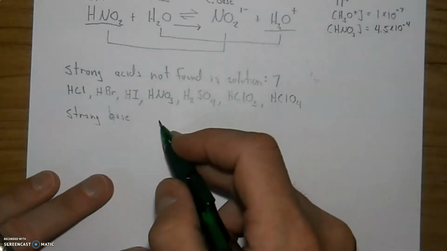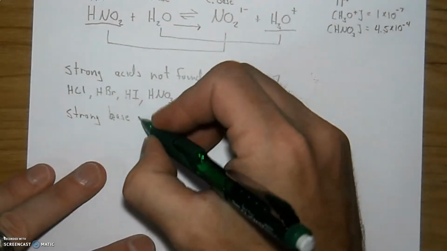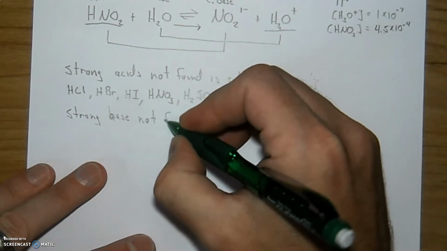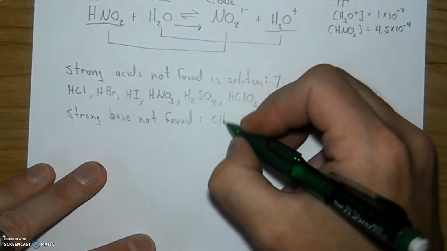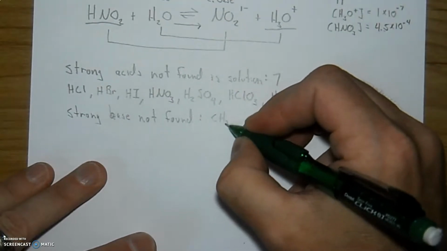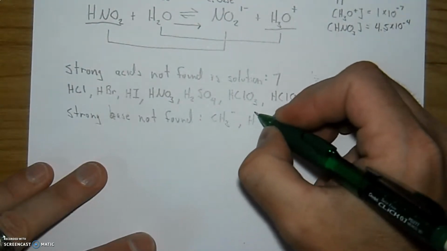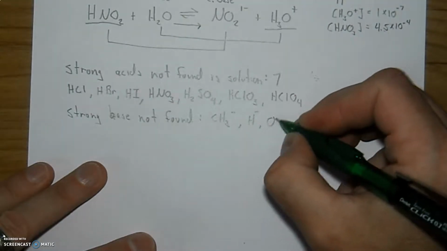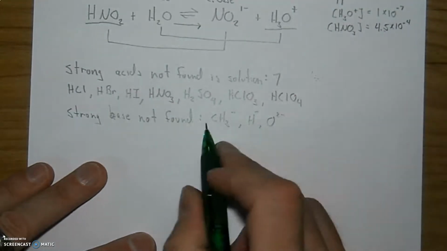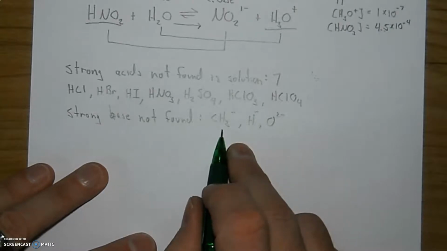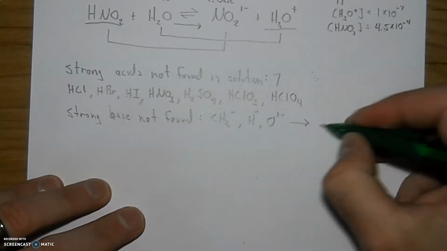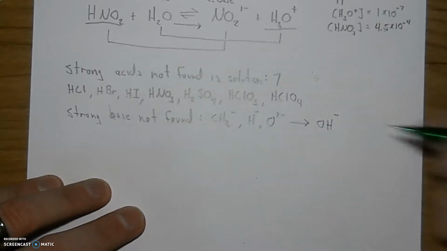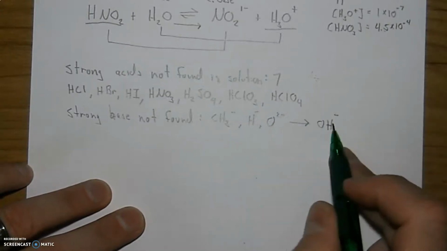And the strong bases that we're going to look at here. The strong bases not found in solution will be CH3 minus, H minus, kind of weird, and O2 minus. All of these species, if they were present in solution, would immediately grab a hydrogen away from water, and what they would end up forming is OH minus as a result. This would be the end result of that scenario. Okay, moving along.